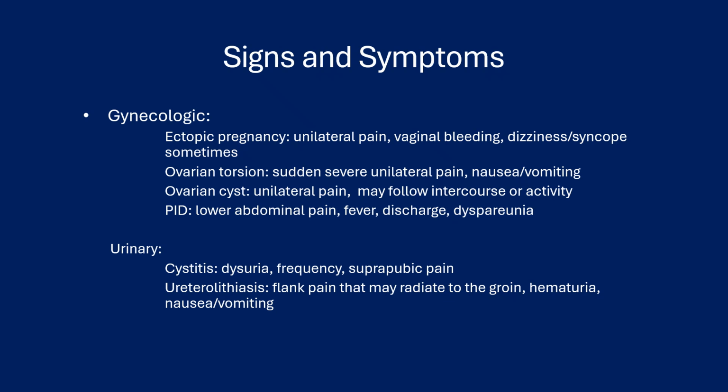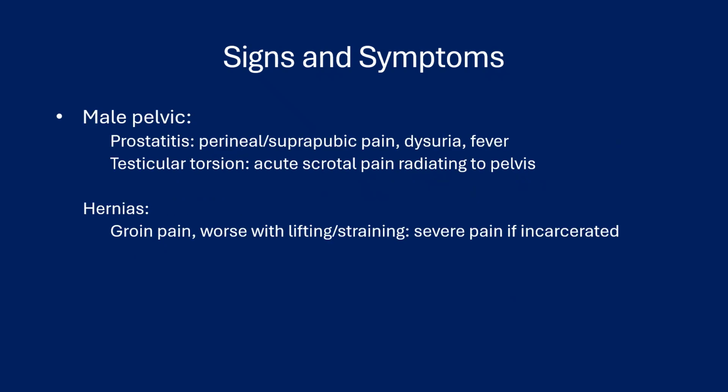Dyspareunia. Urinary: cystitis, bladder infection, dysuria, frequency, suprapubic pain. Ureterolithiasis, or kidney stone in the ureter, flank pain that may radiate to the groin. Typically we'll see hematuria with that on the urinalysis, as well as sometimes nausea and vomiting in that patient. Signs and symptoms, male pelvic.